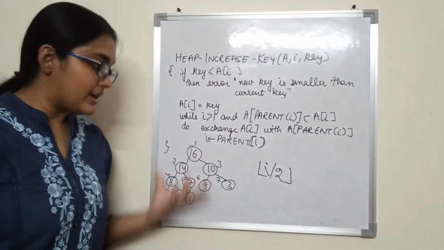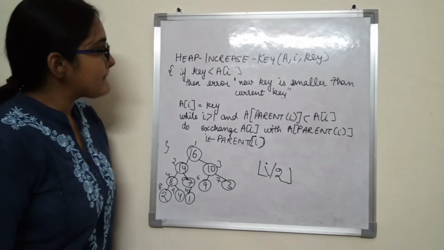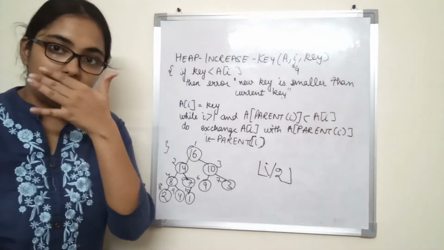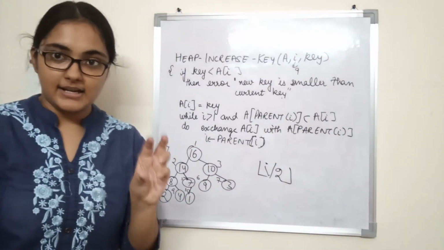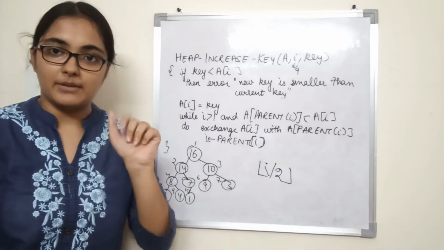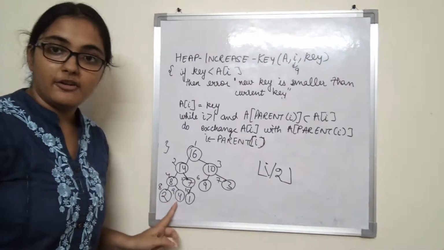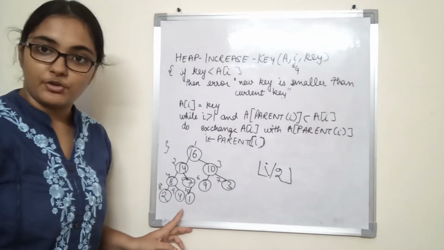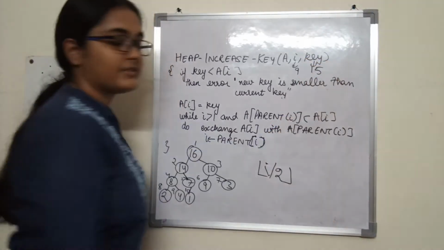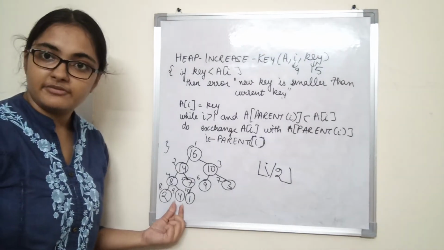Now let us see through an example how this function is executed. Let us say I is equal to 9. What is I? I is the index of the element whose value we wish to increment. So I is equal to 9, that is, we wish to increment the value of element A of 9, that is 4. Now let us say key is equal to 15, that is, we want the newly increased value of 4 to be 15.